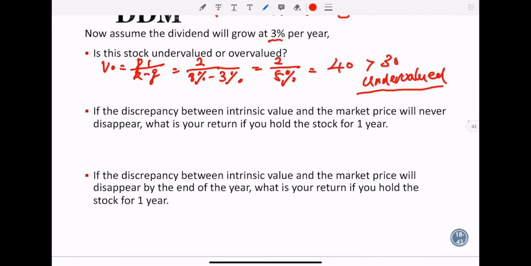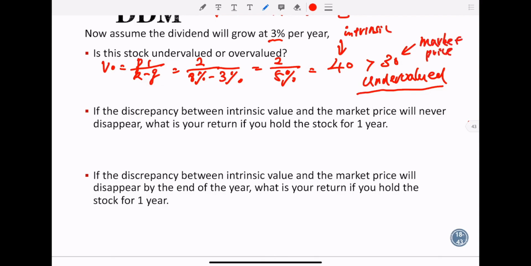Okay, now let's see two more complicated problems. It says, if the discrepancy between the intrinsic value and the market price will never disappear, what is your return if you hold the stock for 1 year? Now, what is the intrinsic value? This guy here, 40, right? This is the intrinsic value. And what is the market price? Well, this guy here, market price.